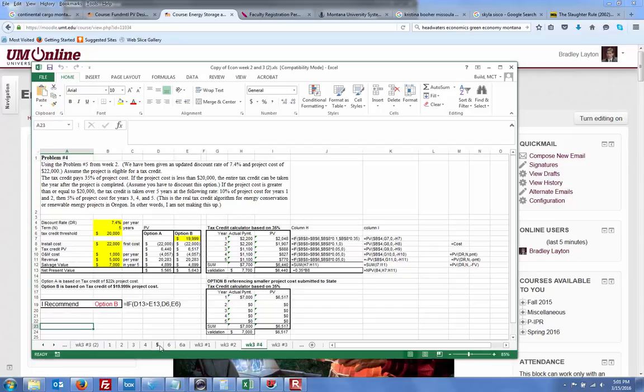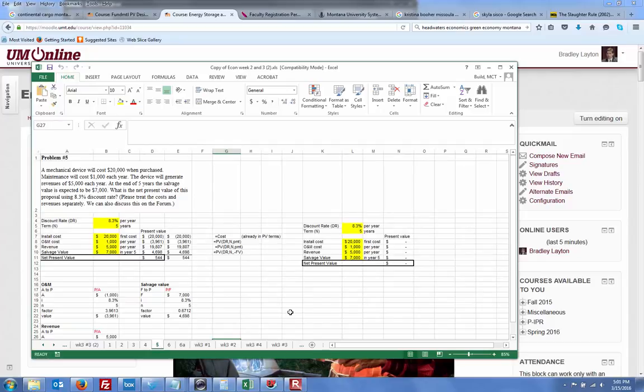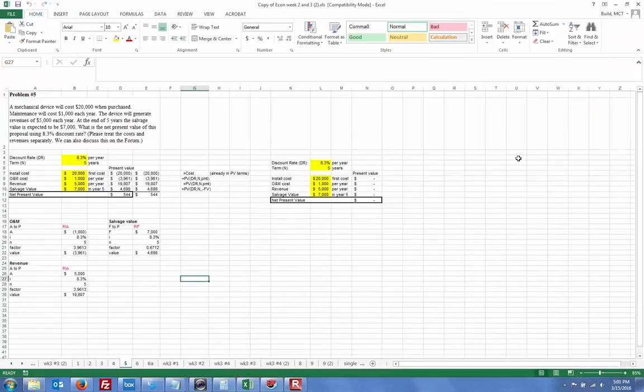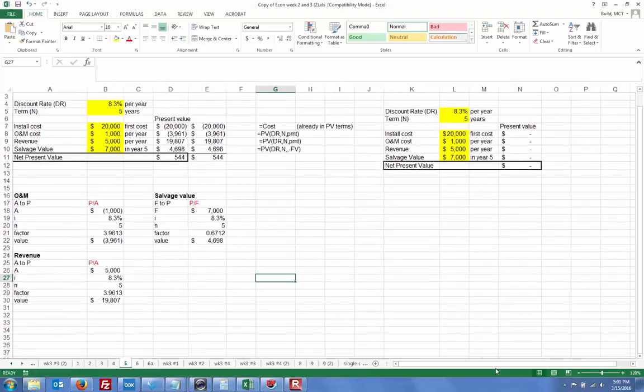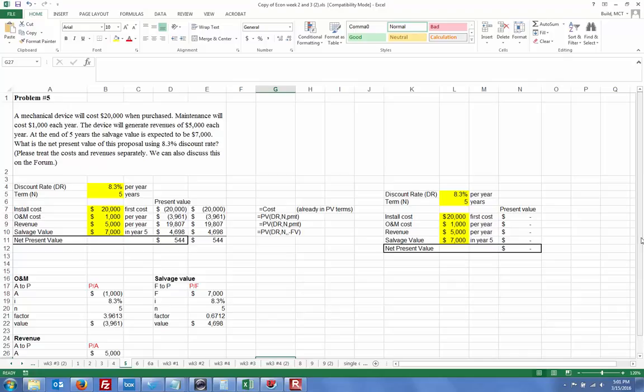Okay, so this is going to be problem 5. Does that look familiar? Good. Mechanical device will cost $20,000 when purchased. It's just a whole lot more up there than what. Yeah, it's okay though. He's put a lot of work in, this is a really nice looking solution. So let's just take a look at it.